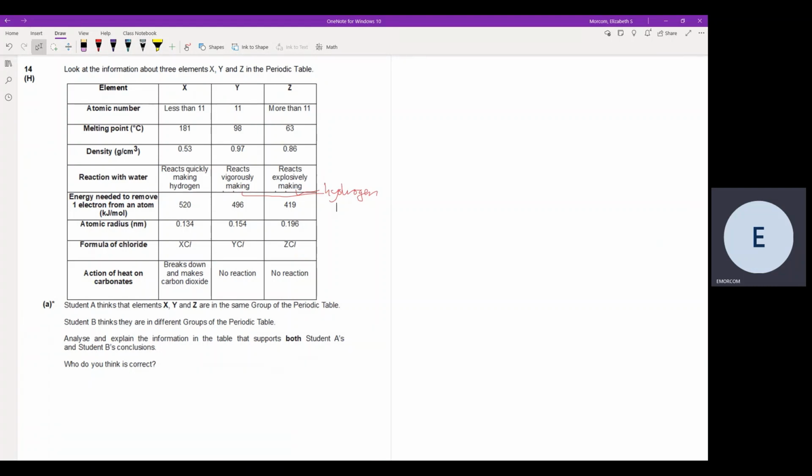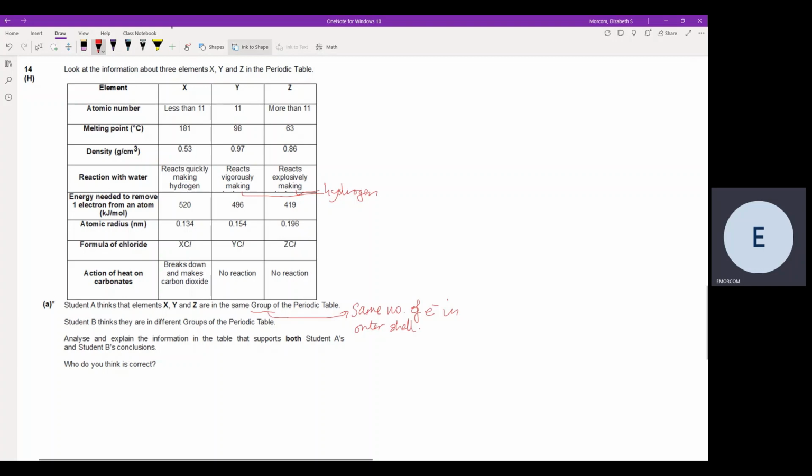But let's think about what it is they're actually asking before we jump in. It says that they are in the same group. Now, what do we know about elements in the same group? They have the same number of electrons in their outer shell. Okay, that's key. That's what we're looking for evidence of. Student B thinks they're in different groups. So we then need to find data that supports both of those students' conclusions and then come to a conclusion ourselves.